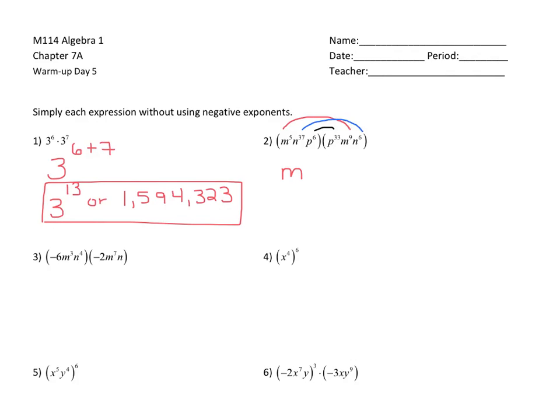I'm not going to show the work for that for time's sake. 5 plus 9 gives us 14. Our n's would be n to the 37 plus 6, or 43. And our p's would be p to the 6th times p to the 33rd, or p to the 39th. Now the order of these doesn't matter. It could be p to the 39th times n to the 43rd times m to the 14th. As long as they're there, we're good.